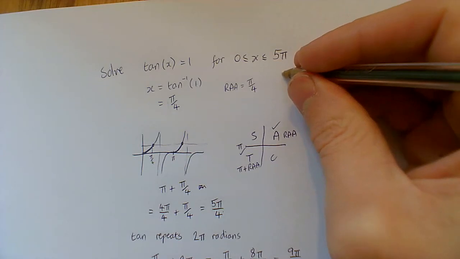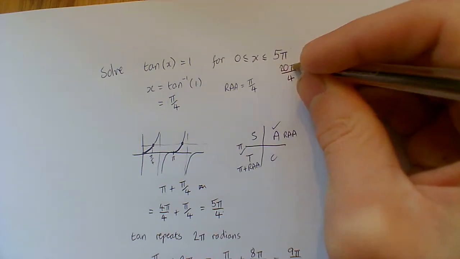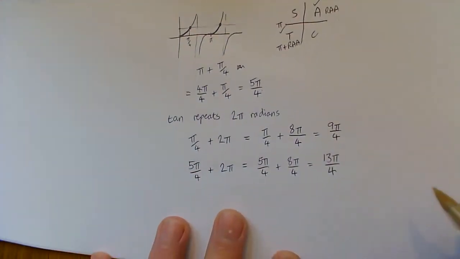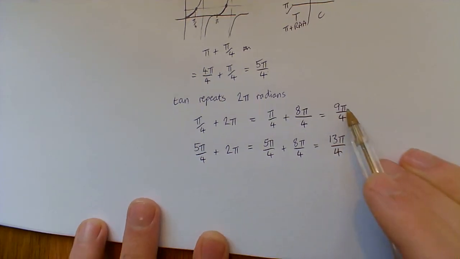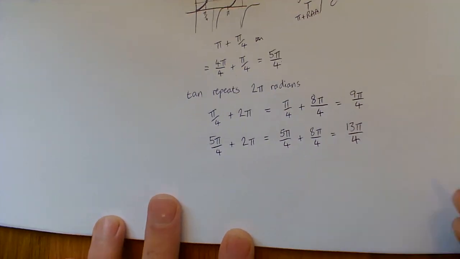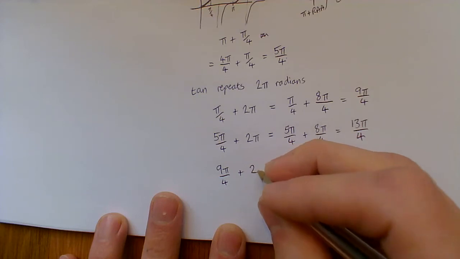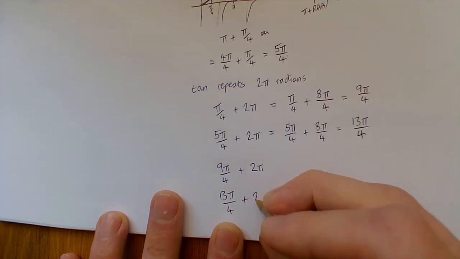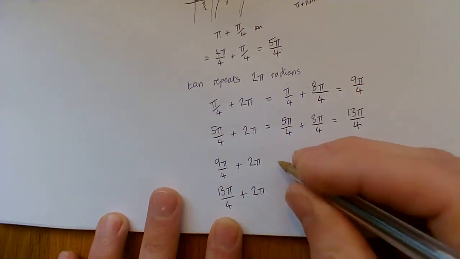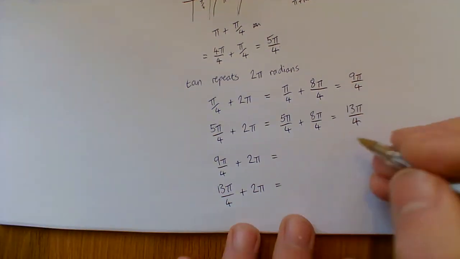Now, 5 pi, if we change it to a fraction over 4, so times the top by 4 as well, we get 20 pi over 4. Now coming down, we've got things that are definitely less than 20 pi over 4 here, but could we find any others? Well, the only way to check that is to try adding some more pi's onto this. So let's do 9 pi over 4 plus 2 more pi's, and 13 pi over 4 plus 2 more pi's. So you should always check bigger. If it's out of range, no problem, it doesn't matter.